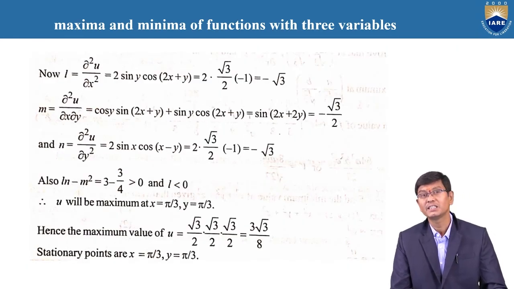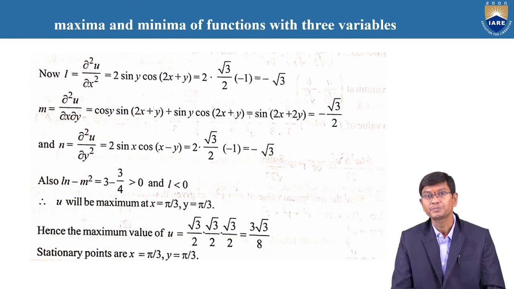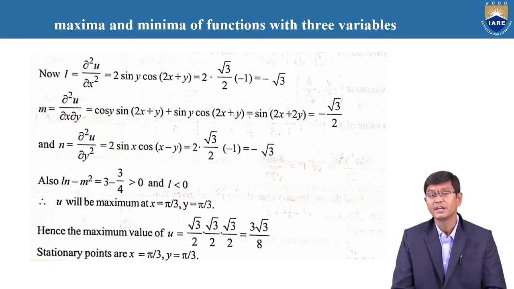Therefore, these are the stationary points: x is equal to pi by 3 and y is equal to pi by 3. When we replace these in L, M, N, they are nothing but R, S, T only. Therefore, by using this equation, once again we need to find out what is L, that is nothing but what is the R value.